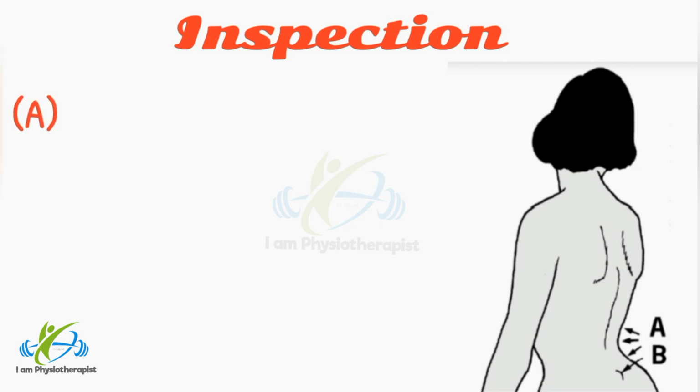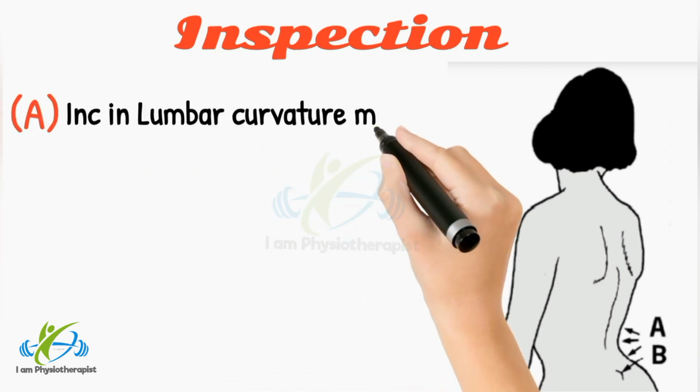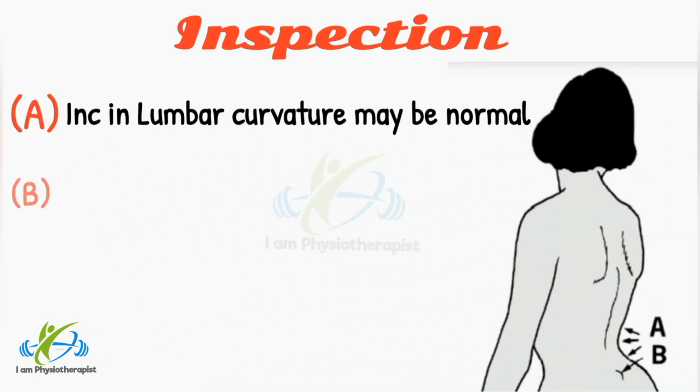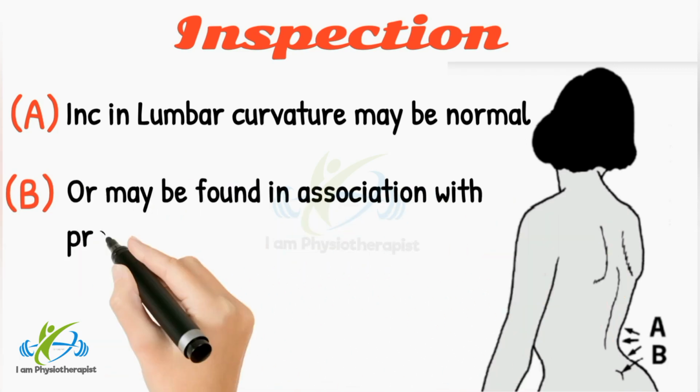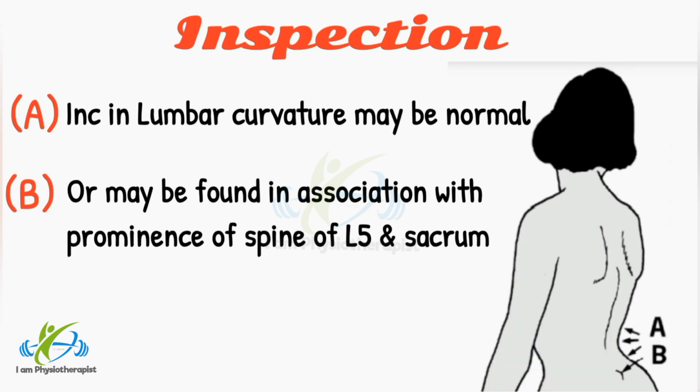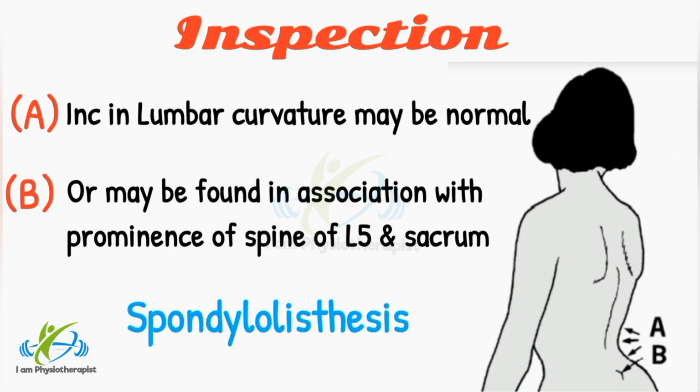An increase in the lumbar curvature may be normal, especially in women. Or it may be found in association with the prominence of the spine of L5 and the sacrum in spondylolisthesis. It may be secondary to an increased thoracic curvature, or to flexion deformity of the hips. Always screen the hips.